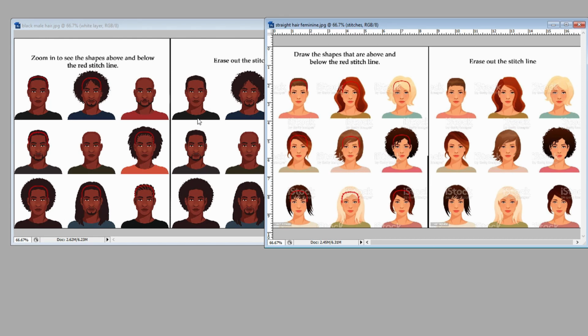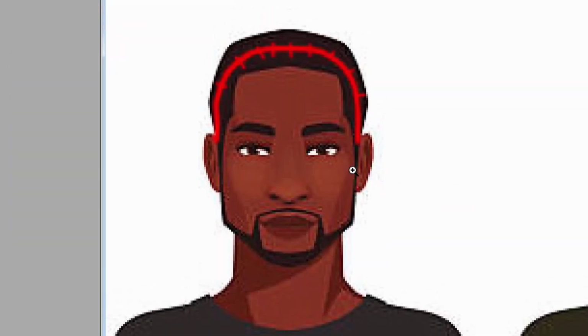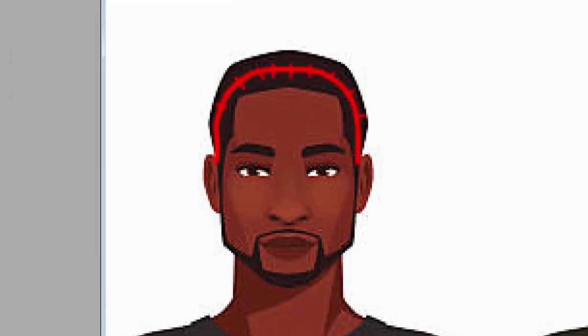Whether or not you're going to portray a masculine or feminine hairstyle, the same 3 rules apply. You'll choose a hairstyle, and just like I'm about to do, you need to zoom into it. The first rule is to take a look at the shape that is above the stitches. The red line is the stitches that we drew through our character, because we're going to erase it later. There is a subtle shape that is above the stitches. You'll draw that out first.